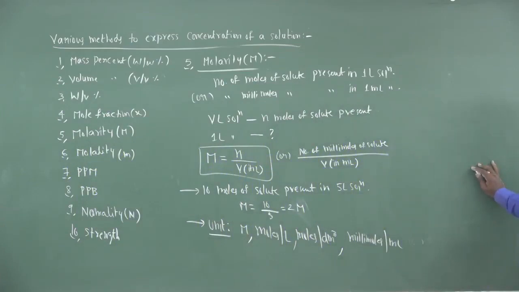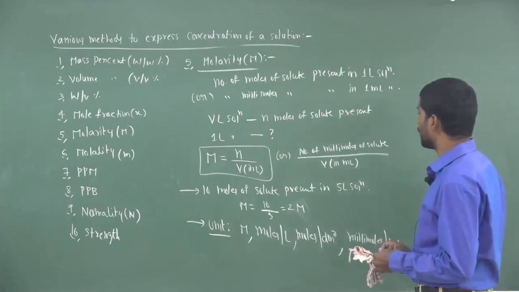One mole is equal to how many millimoles? 10 power 3, that is 1000 millimoles. 1 liter is equal to how many milliliters? 1000 milliliters. These are the units of molarity.